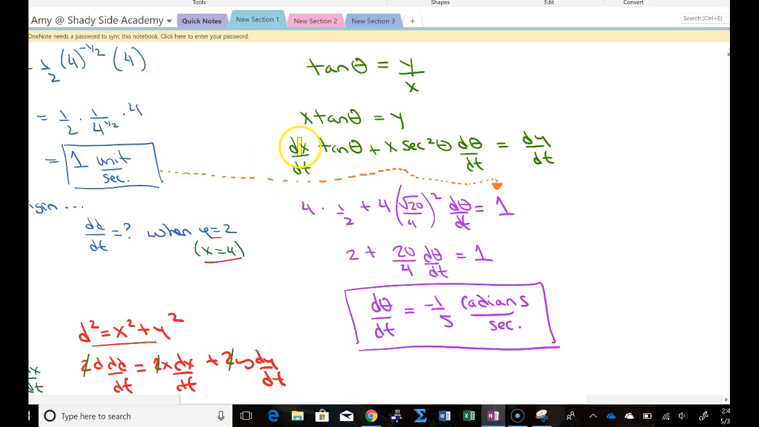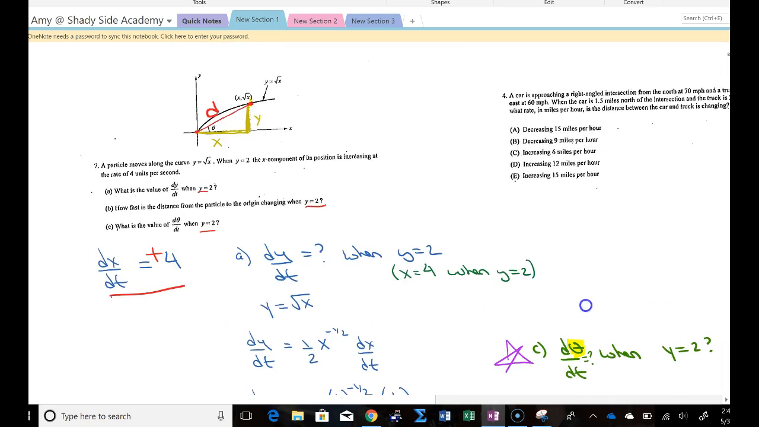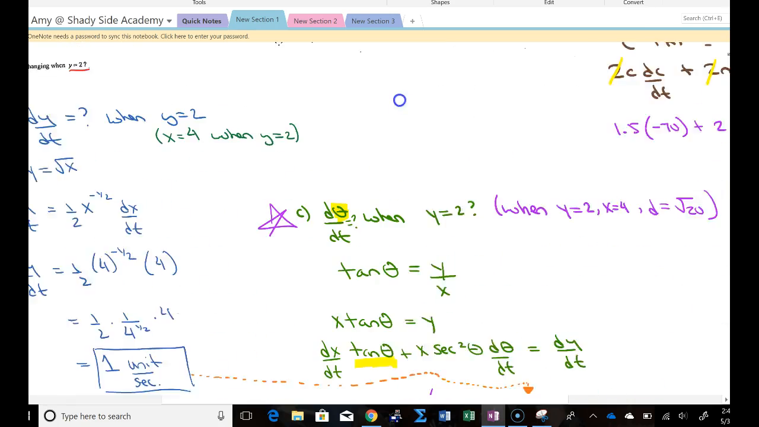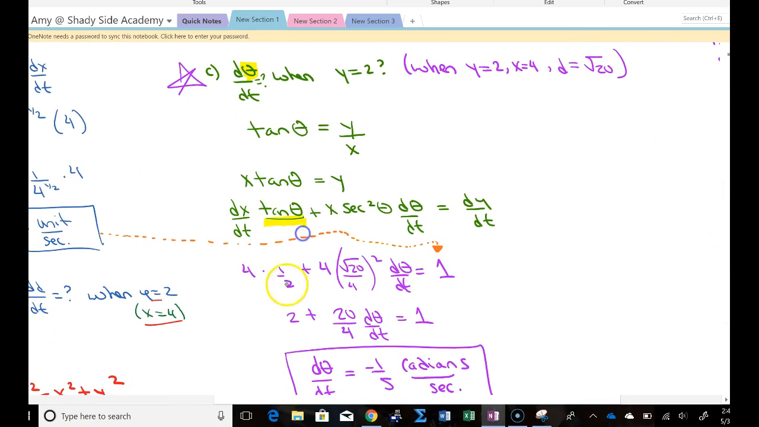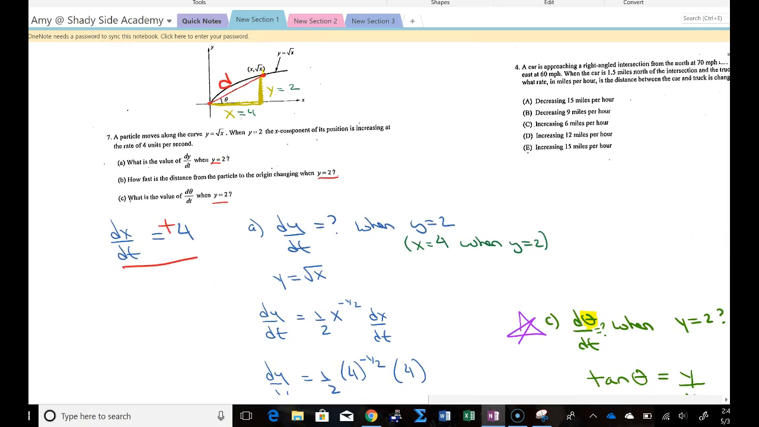We know what dx dt is at the moment in time. It's 4. But what is tan theta at that moment in time? Well, let's see. At the moment in time when y equals 2 and x equals 4, this distance is 2 and x equals 4. So at that moment in time, what is tan theta equal to? Opposite over adjacent. At that moment in time, tan theta equals 1/2. Look at that. Plus x is 4 at the moment in time. Oh, what's secant of this angle at that moment in time? Let's come over here. Well, secant is the reciprocal of cos.